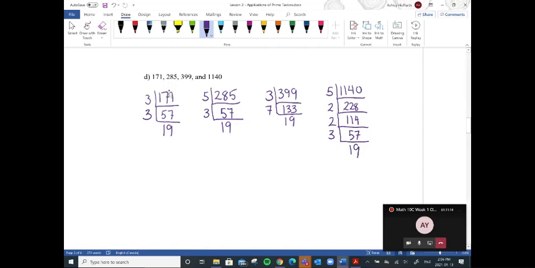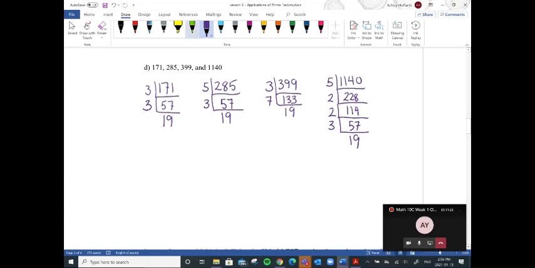So even though these numbers are really big, these division tables ended up not being too strenuous, right? The longest one was this one here, and it was only 4 steps. So not too bad. If we make our prime factorization lists, we've got 171 is equal to 3 times 3 times 19. 285 is 3 times 5 times 19.